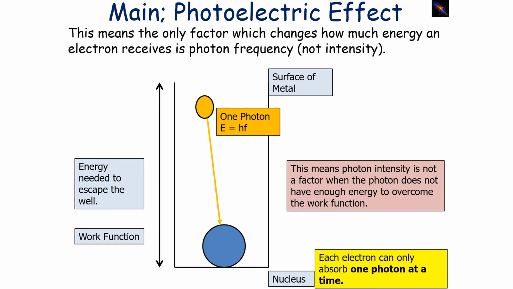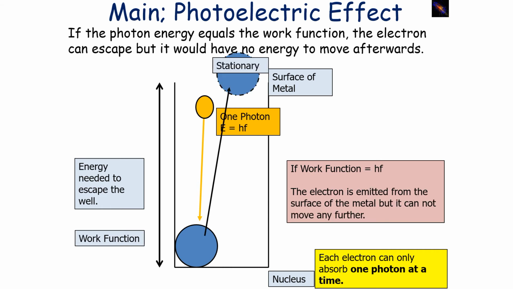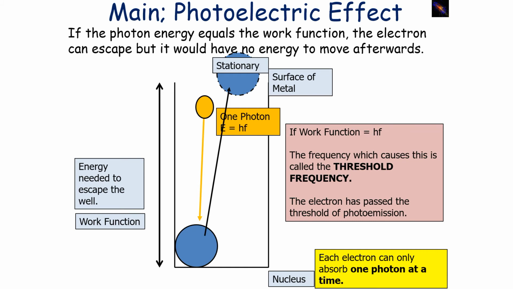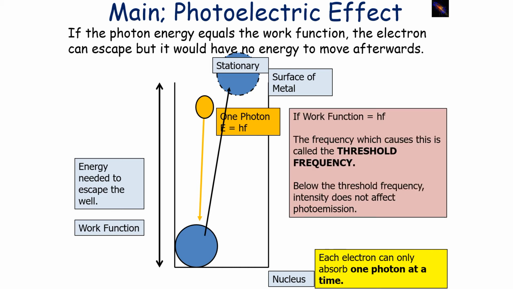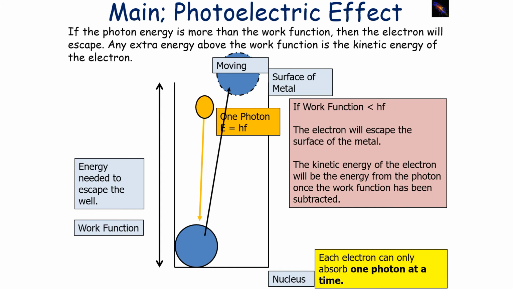This means that photon intensity is not a factor when the photon does not have enough energy to overcome the work function, because if the work function is greater than hf, there's no electron emission. If the work function equals hf, the electron is emitted from the surface of the metal, but it can't move any further afterwards. We call the frequency which causes this the threshold frequency, because the electron has passed the threshold of photoemission. Below the threshold frequency, intensity would not affect photoemission whatsoever. Now above the threshold frequency, the intensity can affect the photoemission, as each photon has the energy to overcome the work function, so that's an important idea.